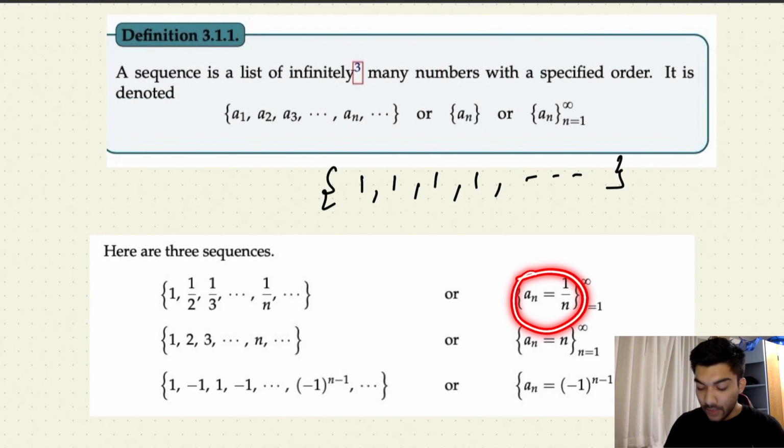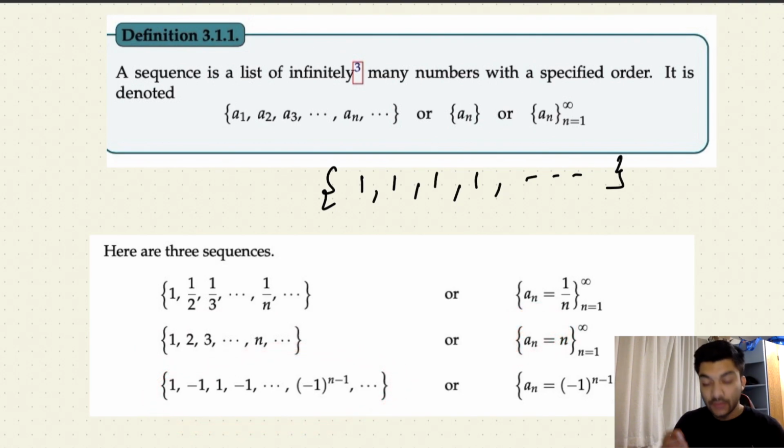And you can notice over here as well that you can represent your nth term in a specified numerical formula, right? So whenever this happens, you can call your list of numbers a sequence. The condition is they have to be infinitely many numbers. And the second condition is that you should be able to represent your nth term in a numerical formula over here. And then the second sequence is the sequence of natural numbers, so your nth term is n.